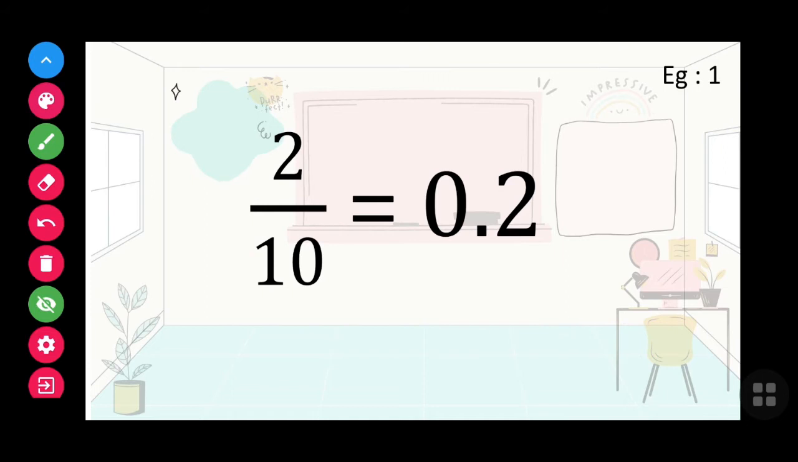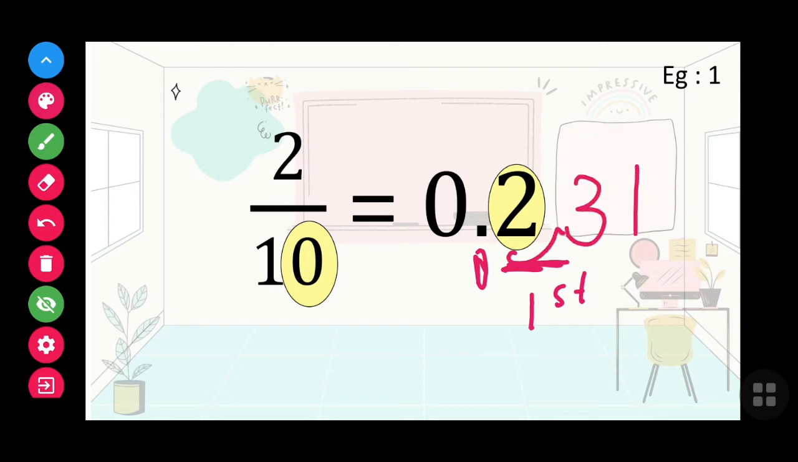Now we will learn it. See, we have 10. So 10 has only one 0, and notice this answer, it has only one decimal place. Let me explain what a decimal place is. We have a decimal point and the number right after it is the first decimal place. There will be numbers continuing it, say 2, 3, 1, like that. So this will be the second decimal place, this will be the third decimal place, likewise. So the numbers after the decimal point are called decimal places.